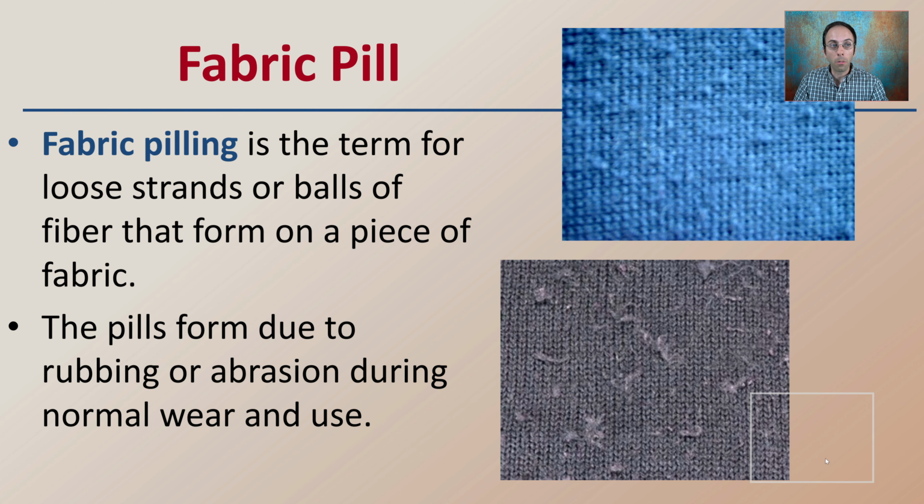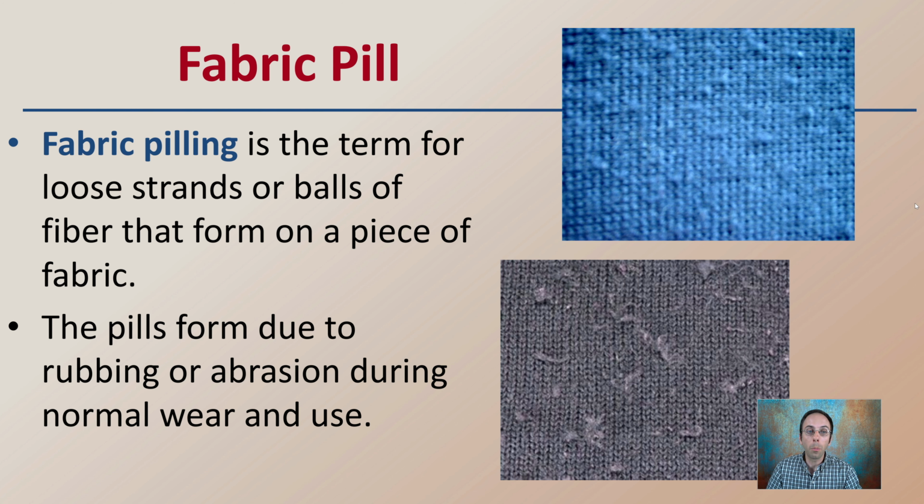Lastly, we have fabric pill. Pilling is a term used for loose strands or balls of fiber that form on a piece of fabric. Typically, if you have older fabric, you get this pilling that develops. Pills form due to rubbing and abrasion during normal wear and use. And if you find a piece of fabric that does have a lot of this pilling, it can be an indication that it might be worn or has had a lot of abrasion over a period of time.